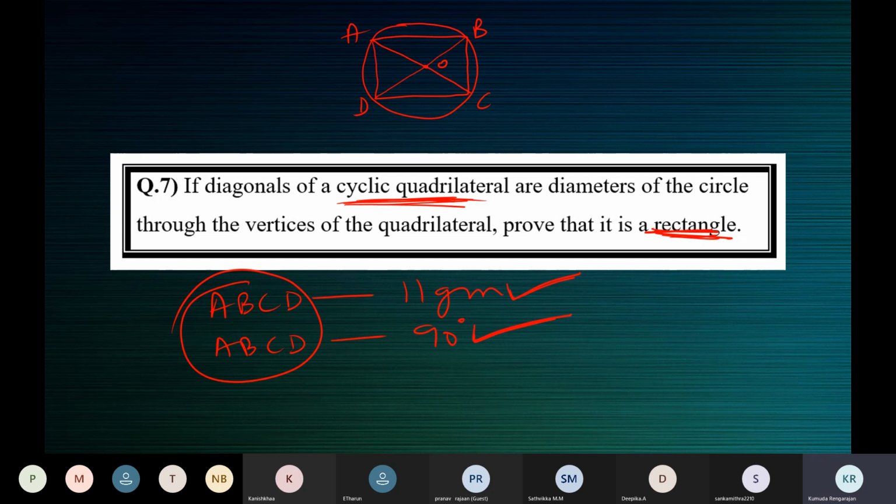Because AC and BD are diameters, they should intersect at O. That's how we get the center of the circle. We just don't mark O there. Because the diameters AC and BD intersect at O, the center of the circle, OA is equal to OC, radii. Is OB equal to OD?